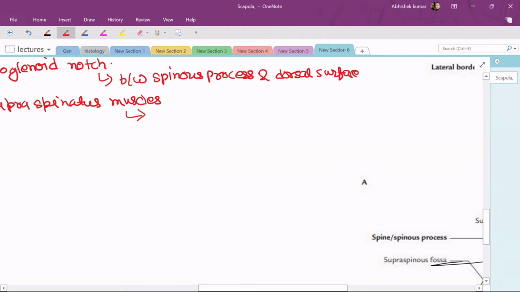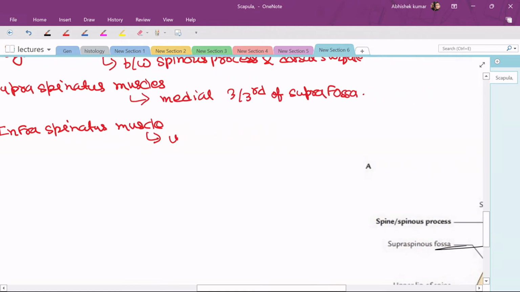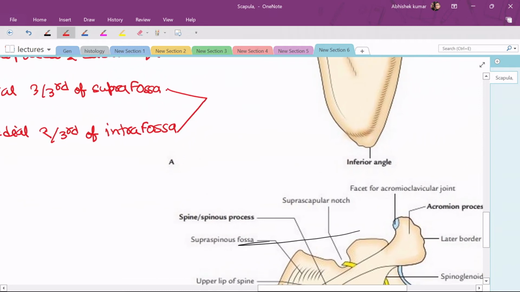So the supraspinatus muscle is attached in the medial two third of the supraspinous fossa, and the second is your infraspinatus muscle, and this will be in the medial two third of the infraspinous fossa. You were thinking what this supraspinous fossa and infraspinous fossa are.